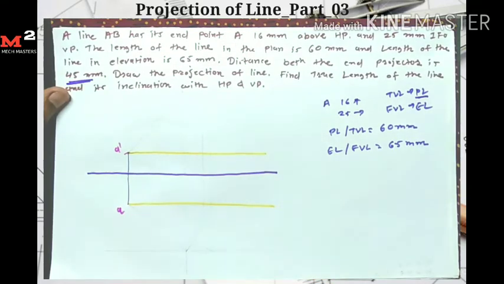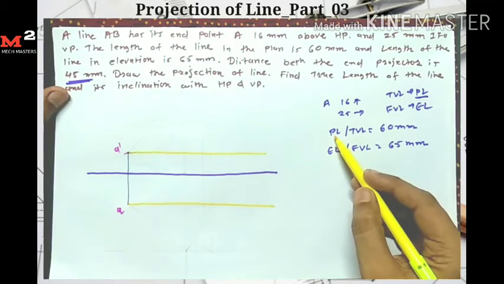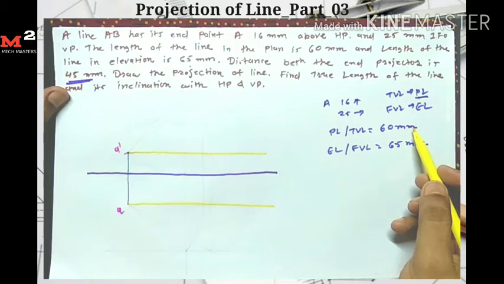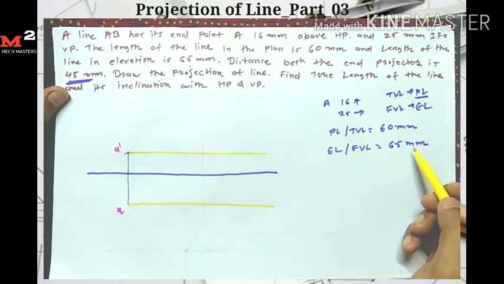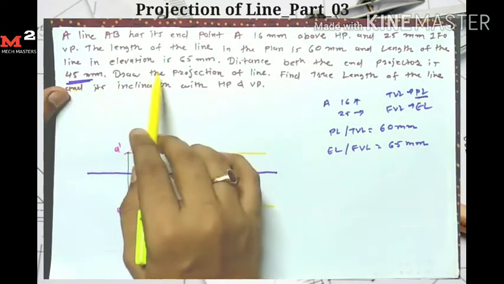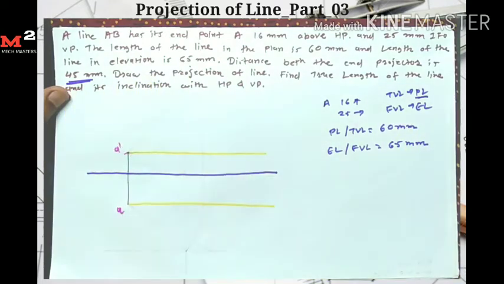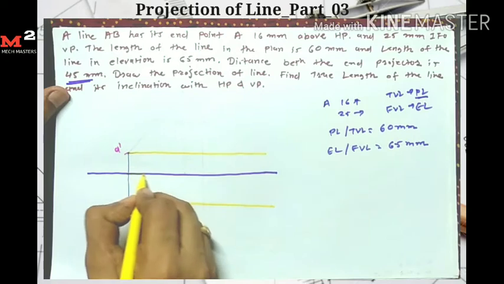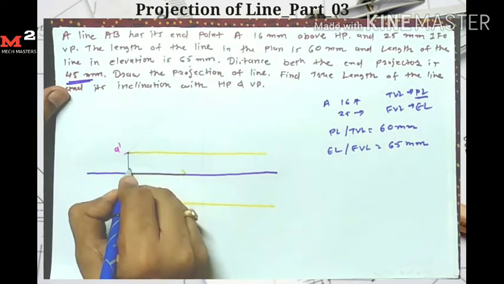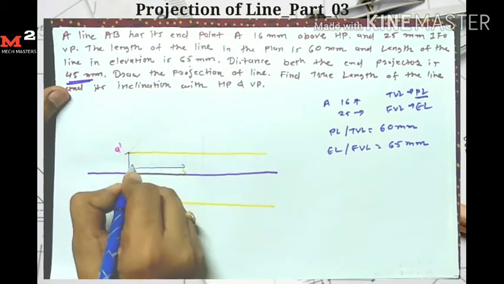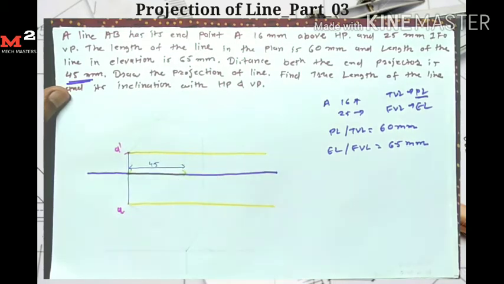Now the other given data is the front view length and top view length, 60 mm and 65 mm. And the other data is that the distance between end projectors is 45 mm. So first here I measure the distance equal to 45 mm, and draw one line.